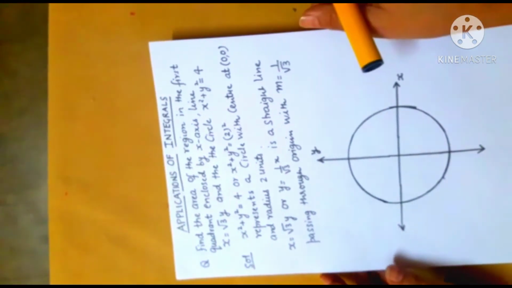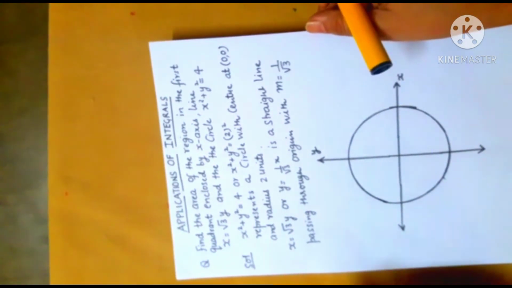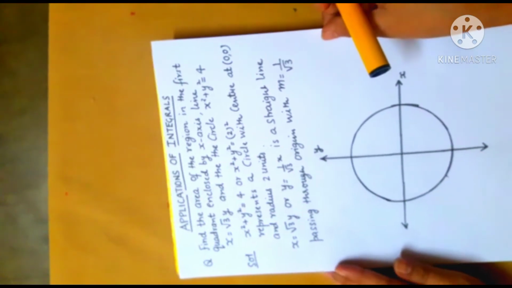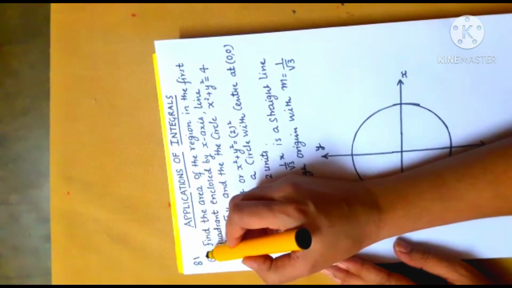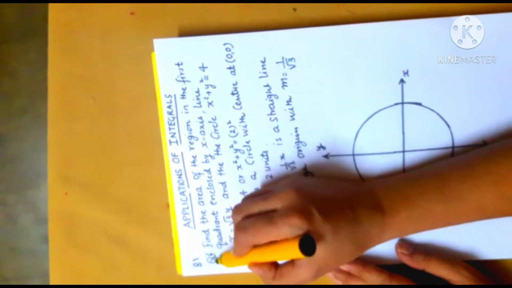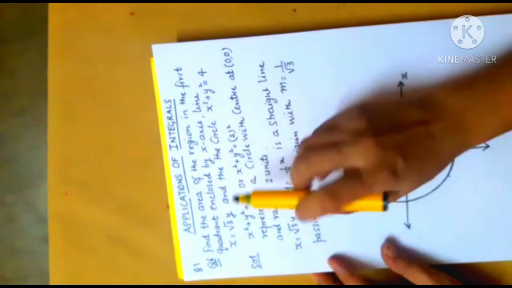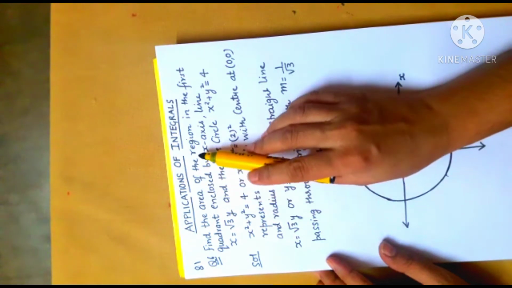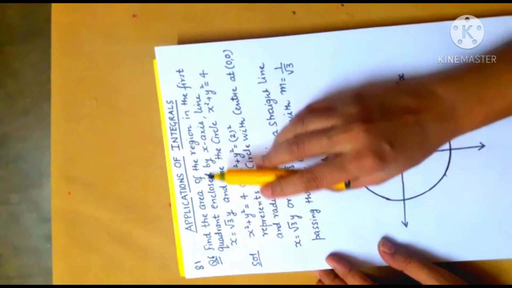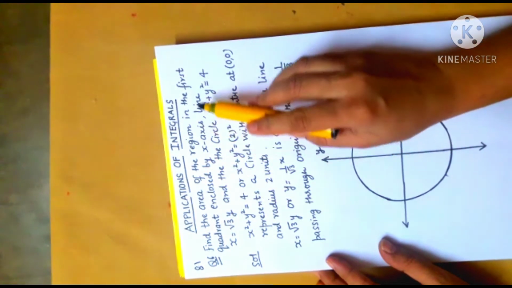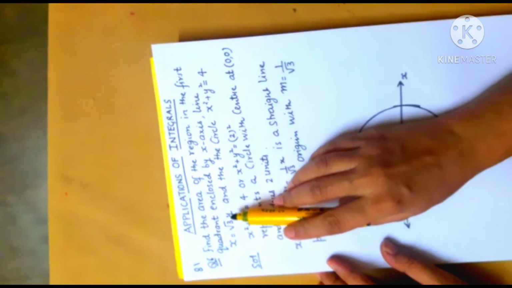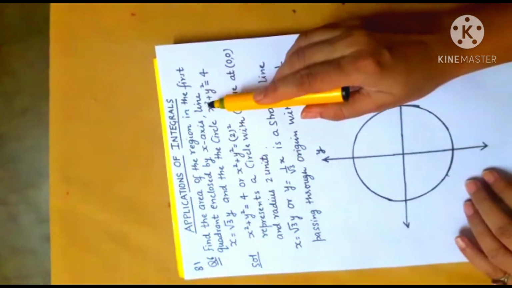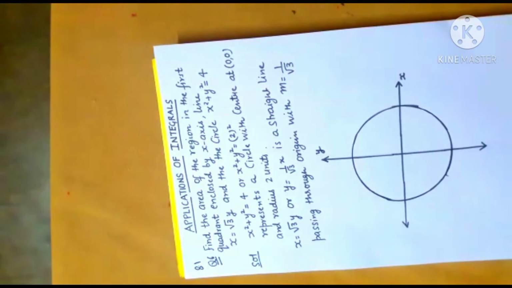Today we will discuss some more questions on applications of integral. So this is question number 6 from 8.1. Find the area of the region in the first quadrant enclosed by x-axis, line x equal to root 3y and the circle x square plus y square equals 4.